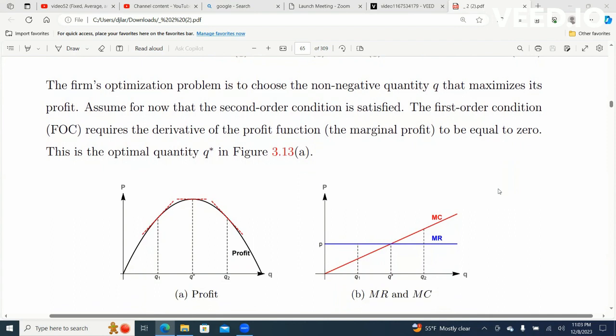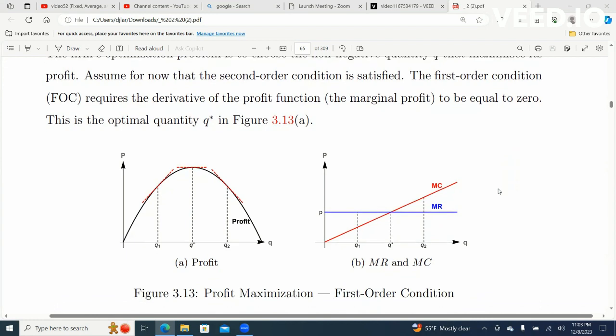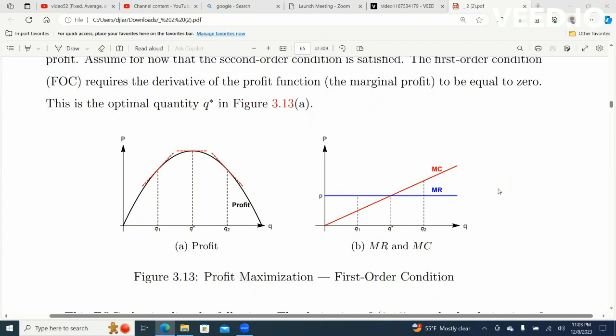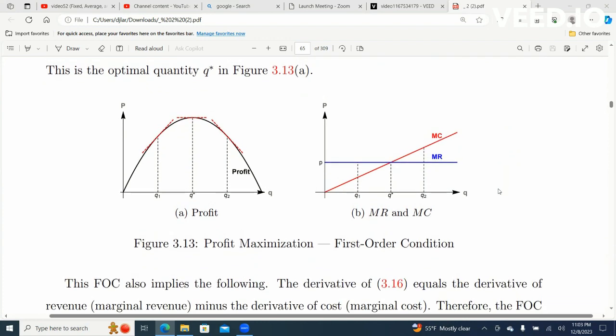The first order condition, FOC, requires that the derivative of the profit function, the marginal profit, be equal to 0. This is the optimal quantity Q star in figure 3.13a. So we see this here. If we figure out what they're doing, it's going to be A right there.